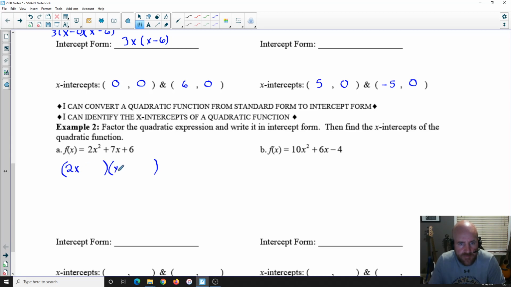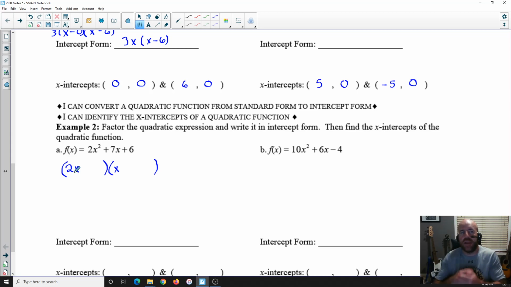2x times x. And now these 2 spots are factors of positive 6. And we're looking at factors of positive 6 that in conjunction with this 1x and this 2x, we can add it together and get a 7x.